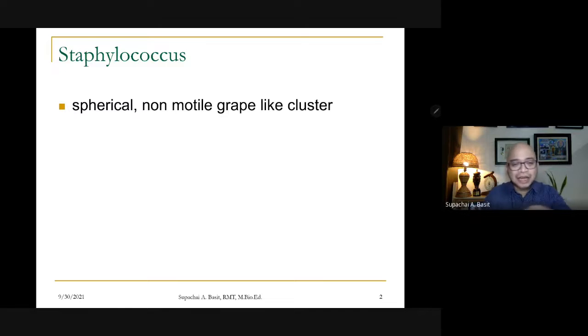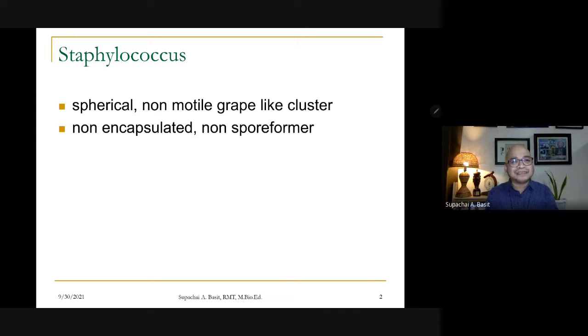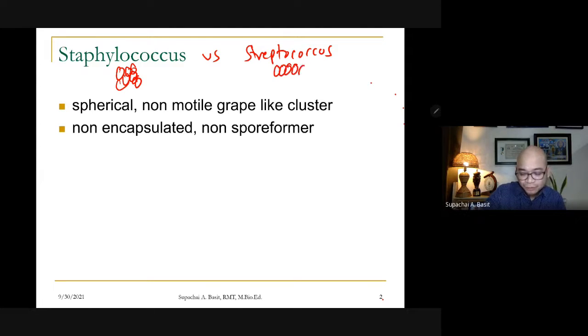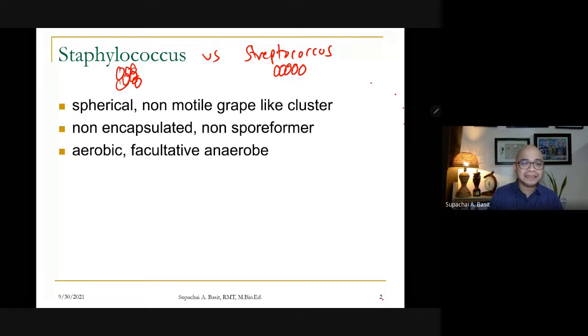In fact, if you ask me the difference between Staphylococcus and Streptococcus: Staphylococcus are arranged in a grape-like cluster, but Streptococcus are arranged in a chain-like fashion. They do not have any capsule. They are non-spore formers. They are aerobic, facultative anaerobes.